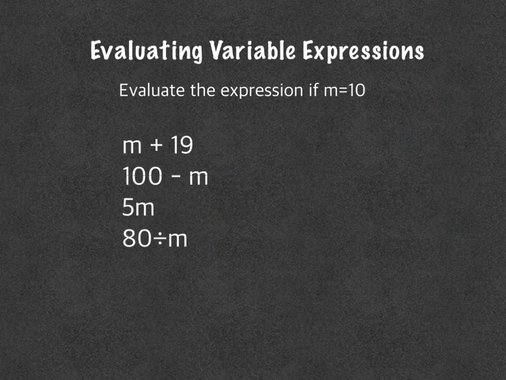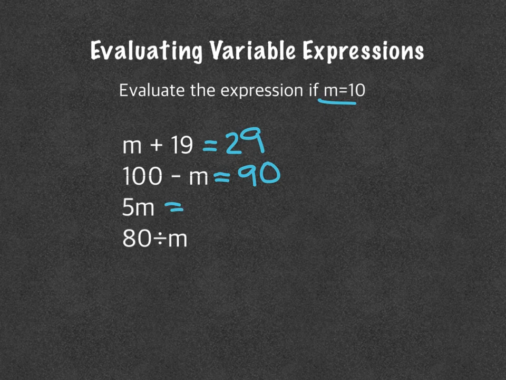Okay, now let's do this last practice problem. So we've got m equals 10. So m plus 19, or 10 plus 19, would be 29. 100 minus m, or if we plug in the 10, 100 minus 10 is 90. 5 times m, 5 times 10 would be 50. And then 80 divided by m, or 80 divided by 10, equals 8.